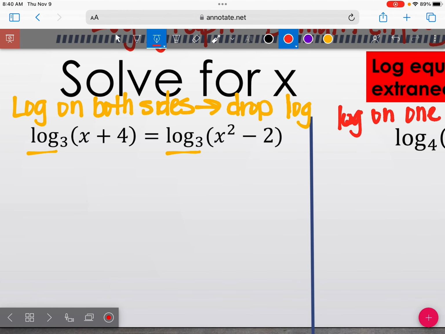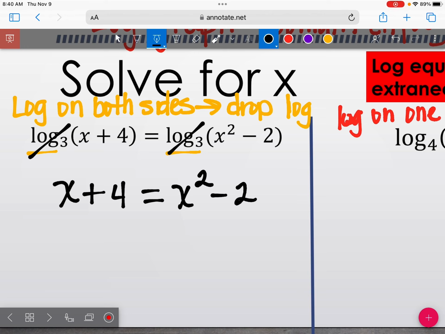So for this one on the left, we have a log on both sides, so we can simply drop it. So we have x plus 4 equals x squared minus 2, and we're going to set it equal to 0. So the first thing I'm going to do is subtract the 4. Whenever you're solving a quadratic, you want A to be positive. So I want to keep that 1x squared positive. That's why I'm not moving these two terms to the left. I'm moving these two to the right. So let's subtract the 4.